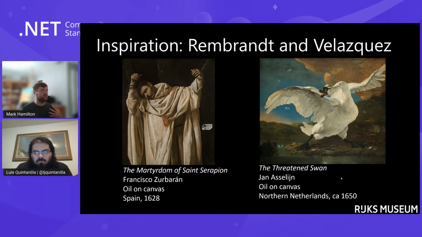Here you see the martyrdom of Saint Serapion, and he's holding his arms outstretched, sacrificing himself for the sins of the world. And on the right, you have the threatened swan, and this swan has her wings outstretched, defending her nest from this dog over here in the lower left corner. So even though these painters never talked to each other, they still made paintings that have very similar forms and even mean very similar things if you think about them symbolically.